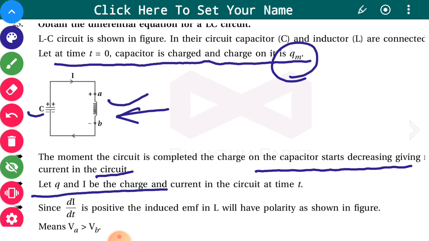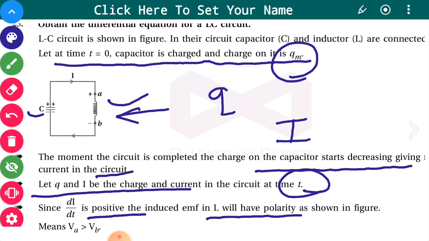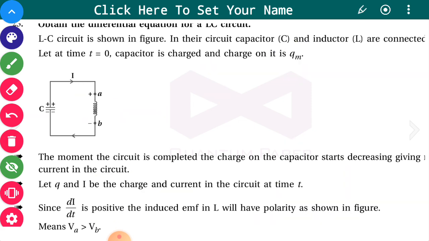Let us say at any other time t, whenever the capacitor is getting discharged, q and I are the charge and the current in the circuit. Charge on the capacitor at time t is q and the current in the circuit is I. Now see, di by dt is positive. The induced EMF in L will have the polarity shown in the figure. So here the induced EMF will be positive, and here it will be negative.